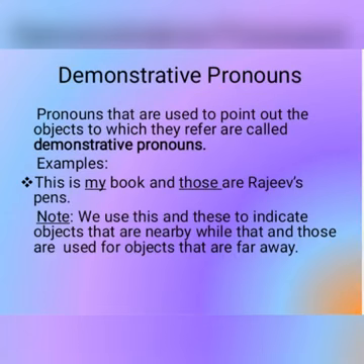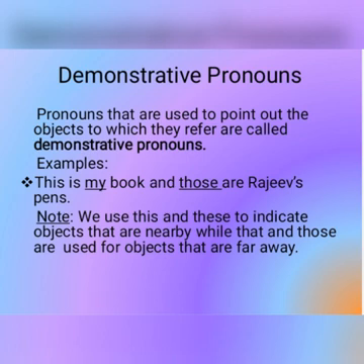Now this is our third type of pronouns, demonstrative pronouns. Pronouns that are used to point out the objects to which they refer are called demonstrative pronouns. For example, this is my book and those are Rajiv's pens. Now in this sentence, this and those are the demonstrative pronouns because they are pointing out to the objects book and pens. Now we use this when the object is nearby. We use those when the objects are far away.